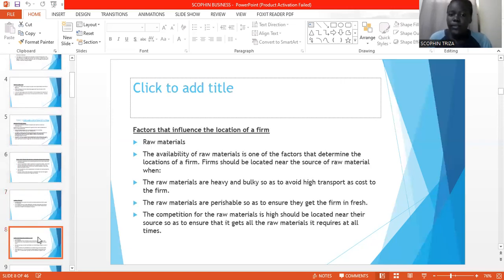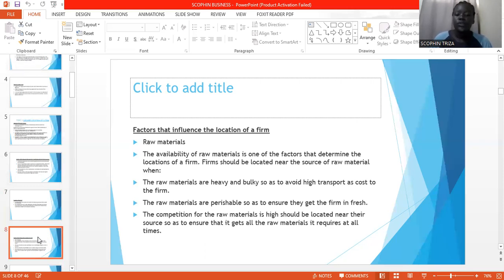Factors that influence the location of a farm. Raw materials. The availability of raw materials is one of the factors that determine the location of a farm. Farms should be located near the source of raw materials when the raw materials are heavy or bulky, to avoid high transportation costs, and when the raw materials are perishable, so that they get to the farm fresh.